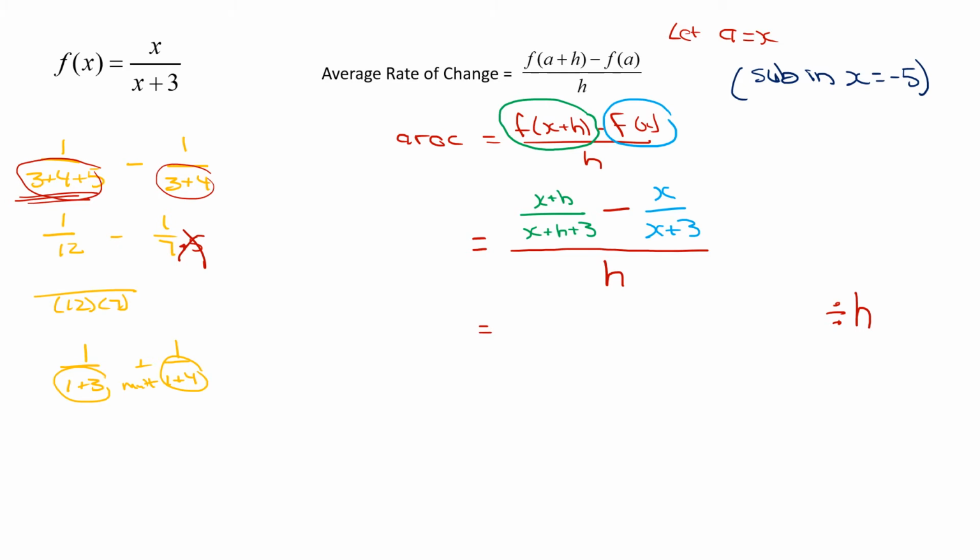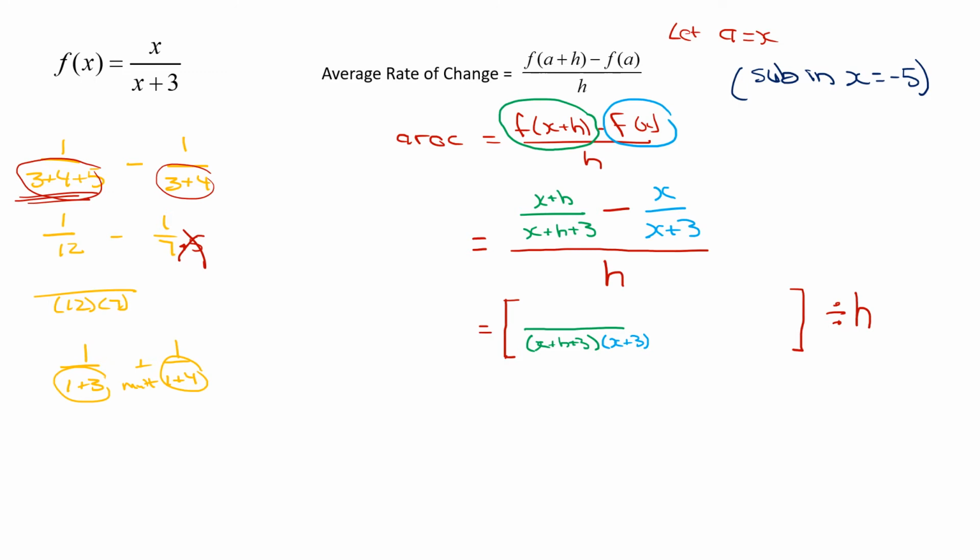So I'm going to have a big square bracket here with all my other stuff inside, but I'm not going to keep the divided by h because it's too many levels. Okay, so we conclude our common denominator is x plus h plus 3 times x plus 3. That's the common denominator.